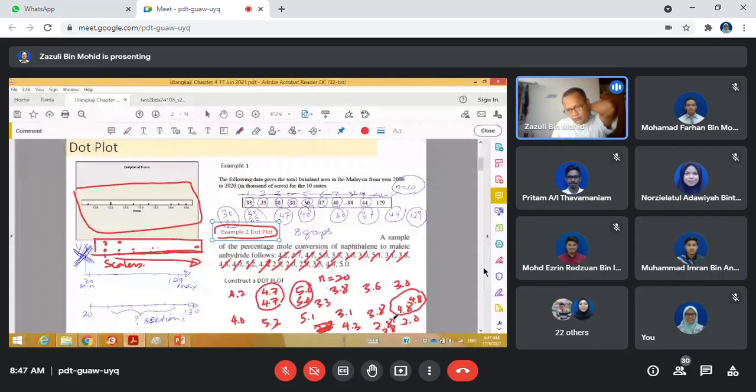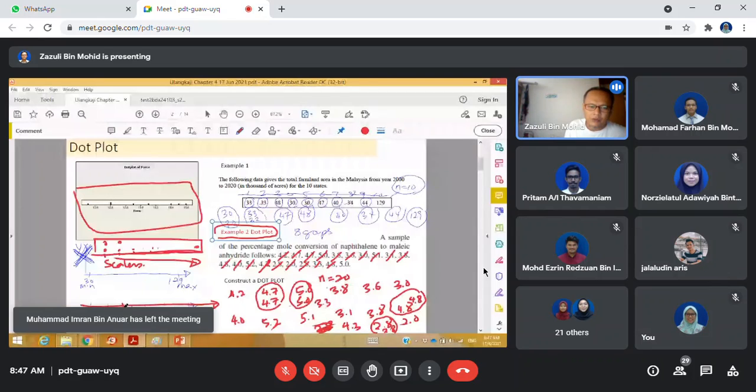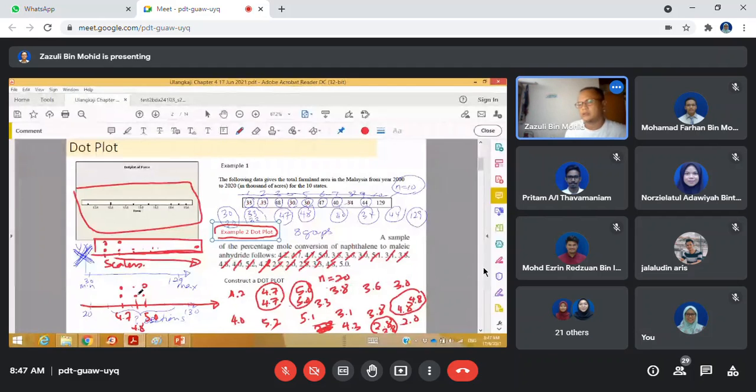We have four values which have the same value here. So the data should be drawn as maybe 4.7, we have 2 dots. 5.0 we also have 2 dots. 4.8 also has 2 dots. And then you continue with it. Then you can complete this answer.